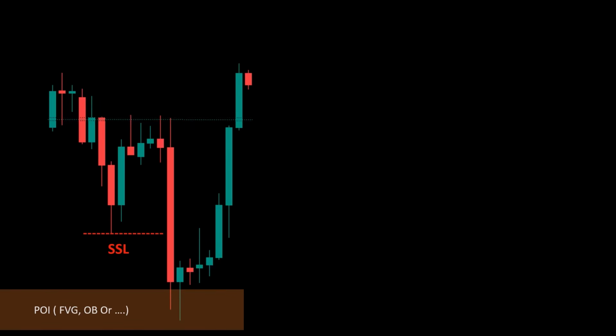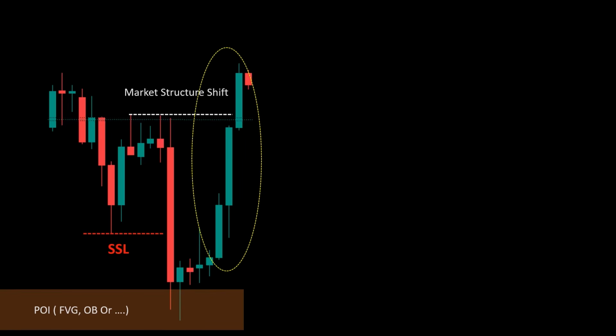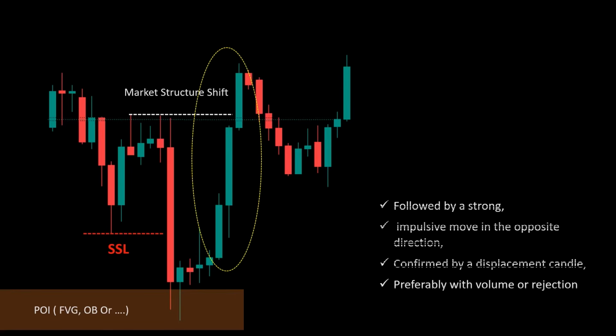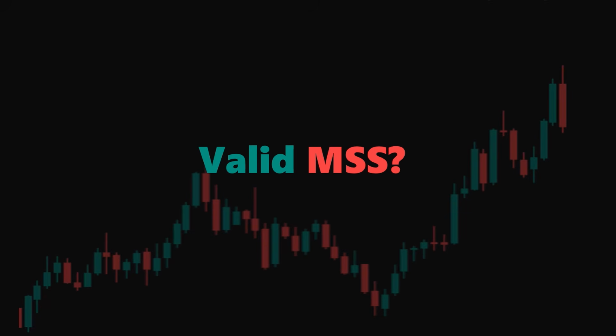In bullish MSS, price drops below a previous low or swing, then sharply reverses upward. A strong bullish candle forms, closing near its high, ideally with good volume. Don't take this at face value, study it for yourself. Check the charts and you'll find this setup happens repeatedly, with fair value gaps often acting as the trigger point for these structure shifts.